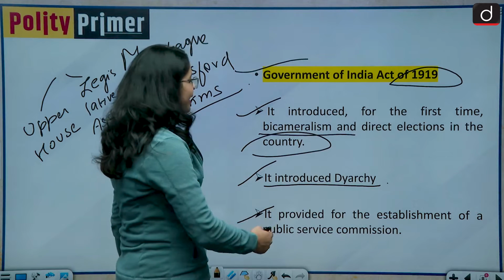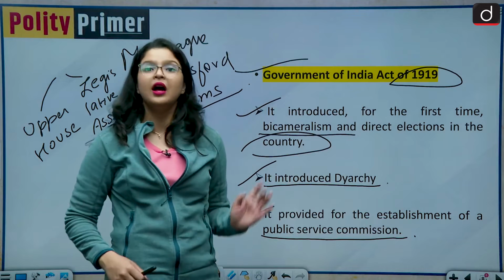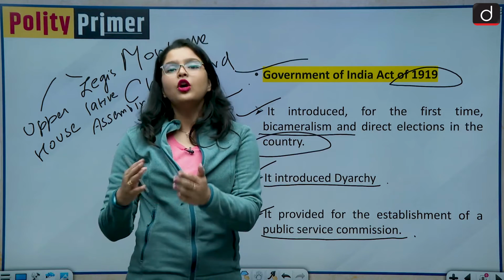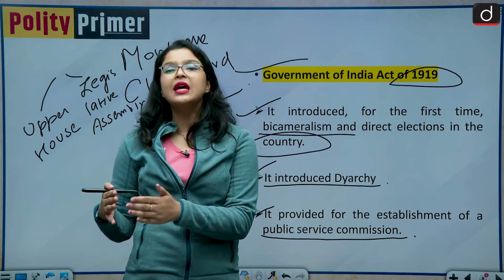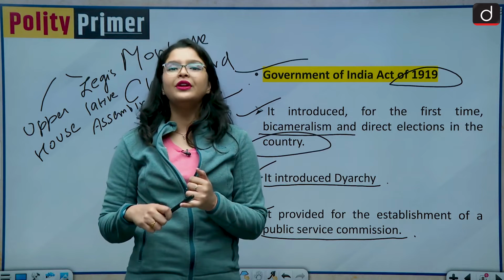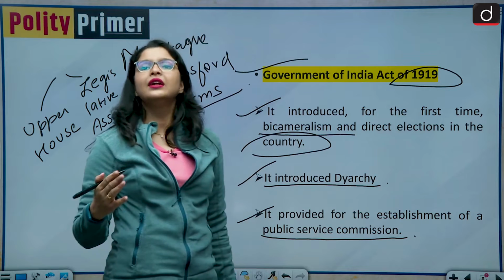And it also provided for the establishment of a Public Service Commission. Most important provision for your examination, that through which act the Public Service Commissions were established. It is the Government of India Act of 1919, also known as the Montague-Chelmsford reforms.